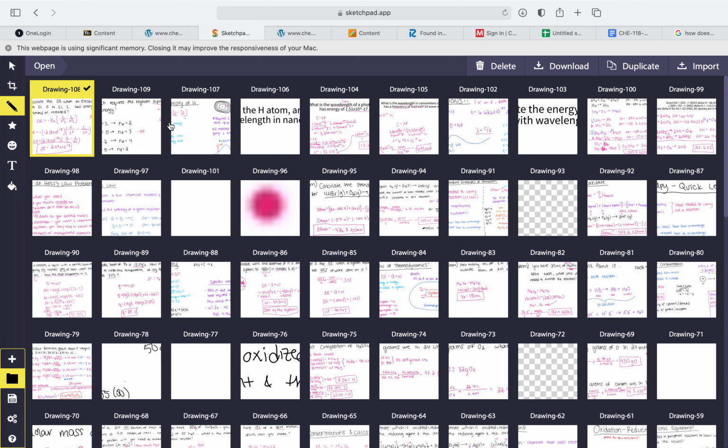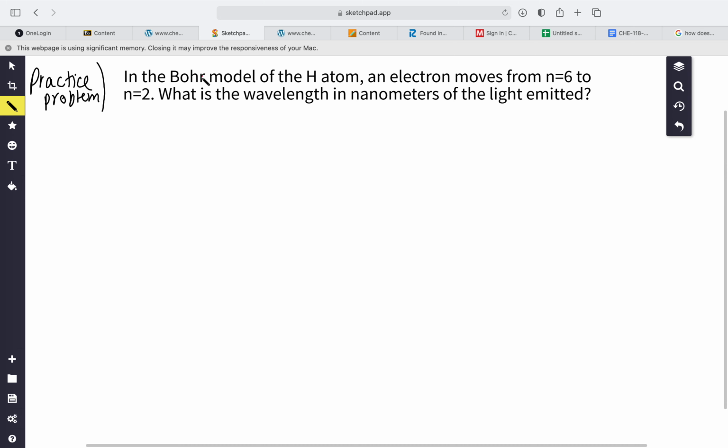Okay, so moving on to the next question. Nope, not that one. We want this one. Alright, so this is the harder one, that's similar to what we did in class. So it says, in the Bohr model of the hydrogen atom, an electron moves from 6 to 2. I'm going to write that this is the energy level. What is the wavelength, in nanometers, of the light emitted? That's what we're looking for.